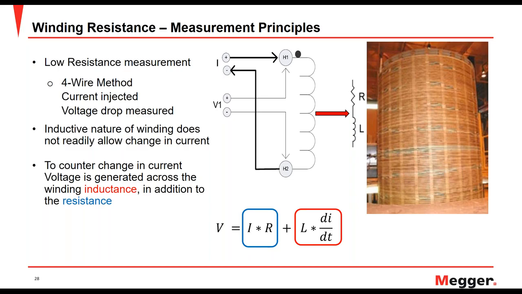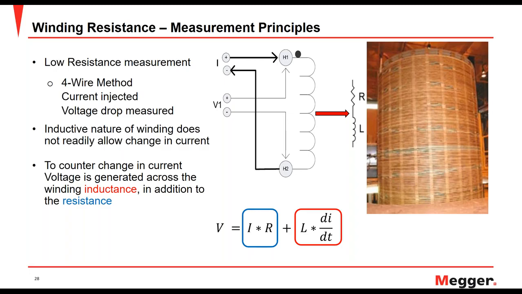So winding resistance measurement, at the fundamentals, is a low resistance measurement. And to make a good low resistance measurement, it's important that a 4-wire method be used. In that 4-wire method, we have two leads that inject current into the test specimen. So in this case, we have two leads that would inject current into the transformer winding, and the other two leads would measure the voltage drop across the winding.